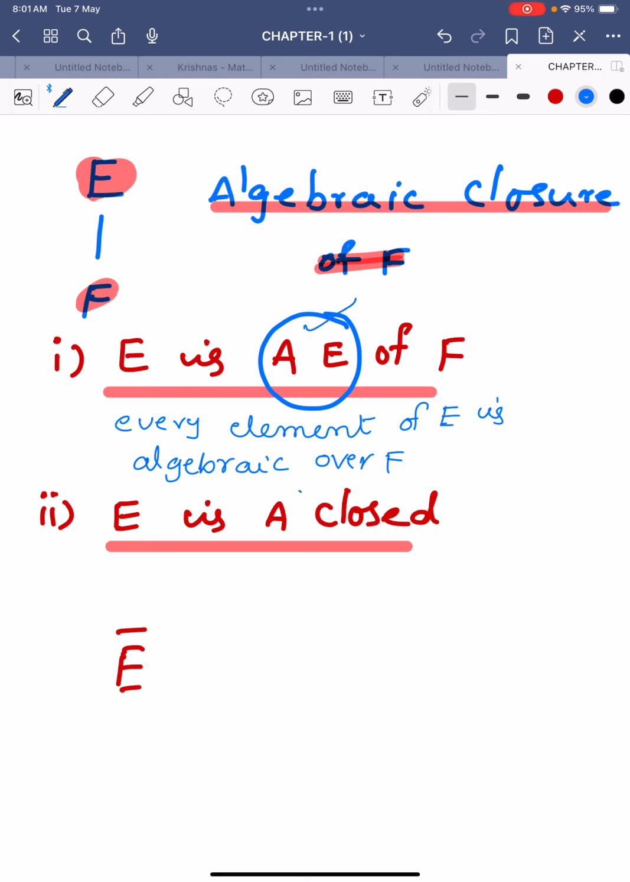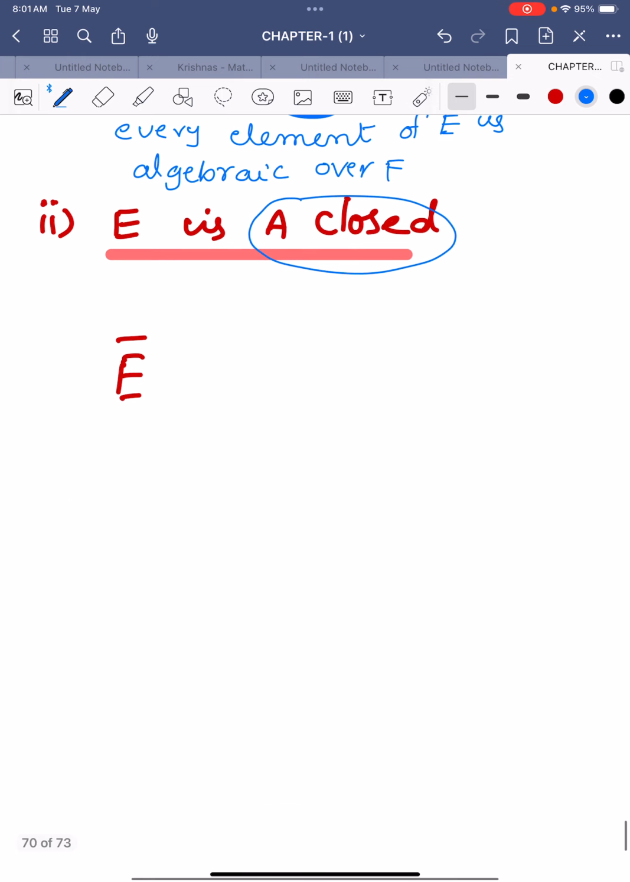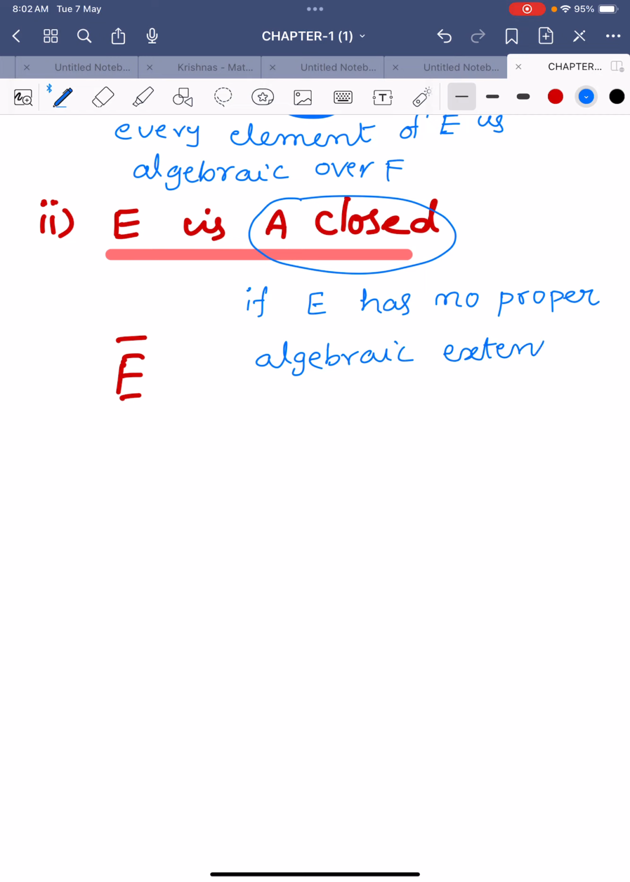What is algebraically closed? A field E is called an algebraically closed field if E has no proper algebraic extension. That's it.